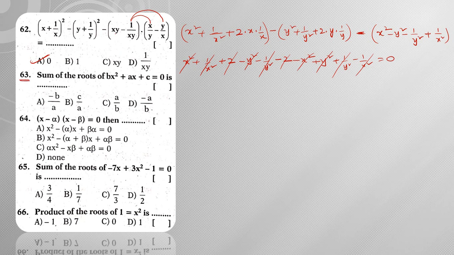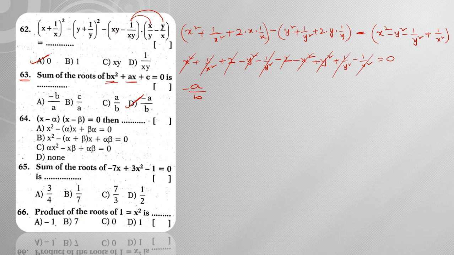What is the sum of roots? Here the coefficients have changed. So what is the sum of roots formula? Minus x coefficient by x square coefficient. That is nothing but minus a by b. So sometimes likewise he will change the coefficients, so be careful to remember the formula.